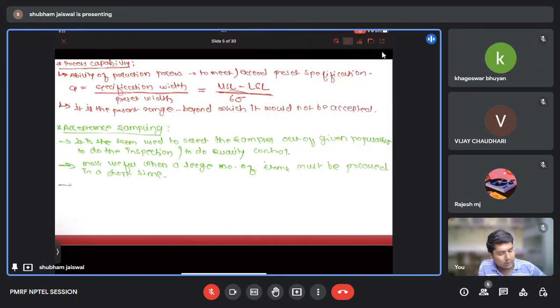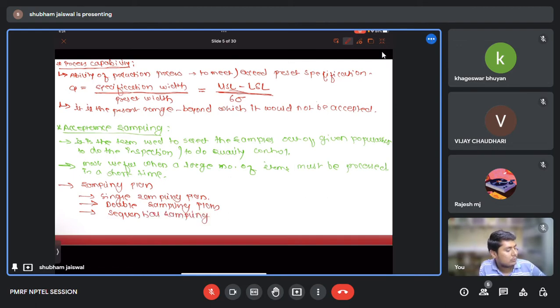Then we have seen some introduction to sampling plans. What are those? Single sampling plan, where we select a single sample and we decide. Similarly, double sampling plan and sequential sampling plan.